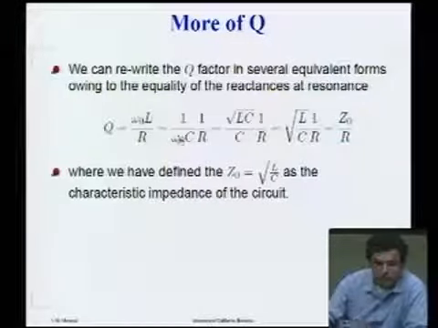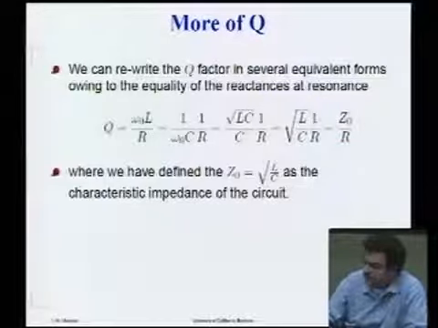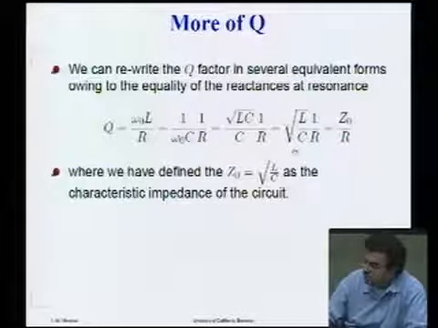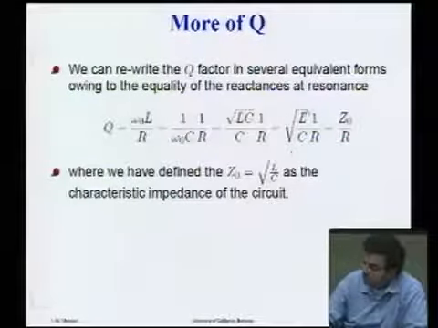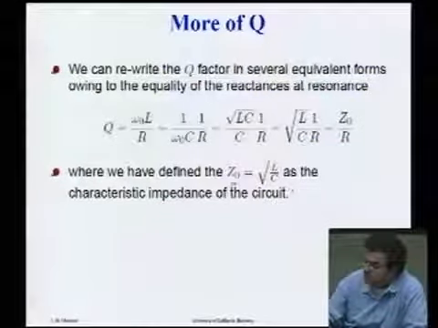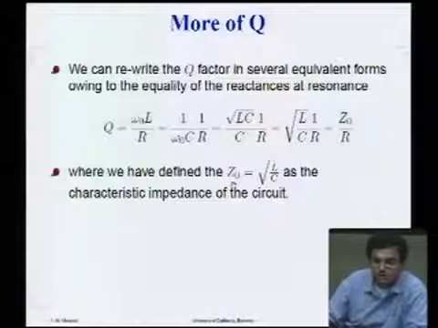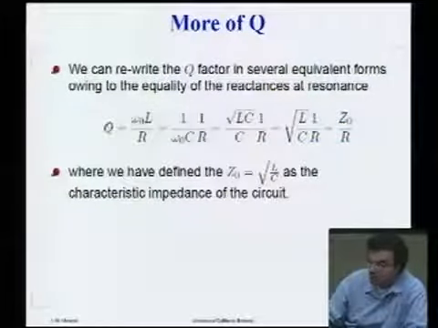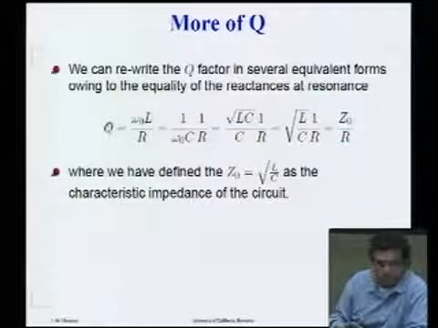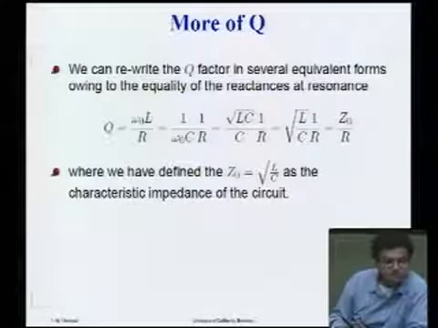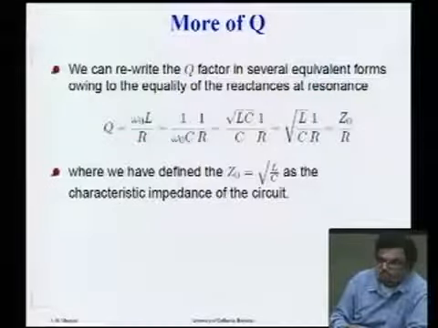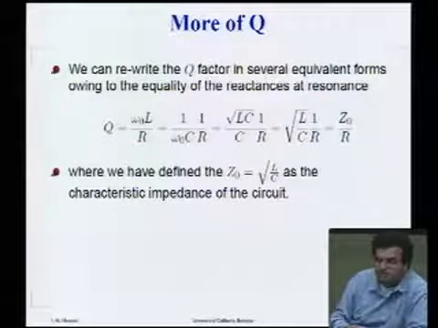But I also know that omega naught is simply 1 over square root of LC, so I can substitute that in here, and I come up with an expression which is that the quality factor is square root of L over C divided by R. And we usually call this square root of L over C the Z naught, or the characteristic impedance of the circuit. So the quality factor, which is a unitless parameter, is a ratio of two resistances. One resistance, which is square root of L over C, and the other resistance is the physical R of the circuit. Okay? Questions or comments?